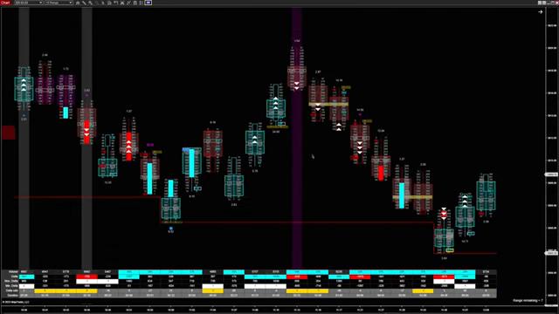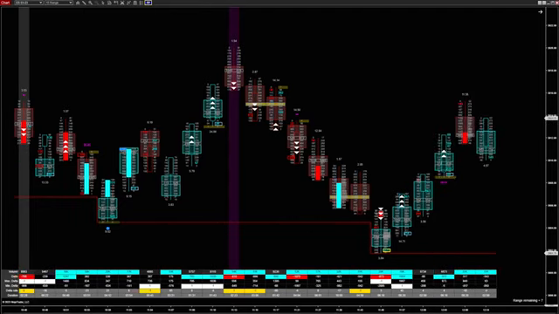But let's see what happens. So we start pushing back down. This was a play I did take. Now, if you're watching this live, I said in the Discord, stops got hit right here. There were over 1,000 contracts of stops that got hit. And we saw the low of this candle had negative 3,000 delta.